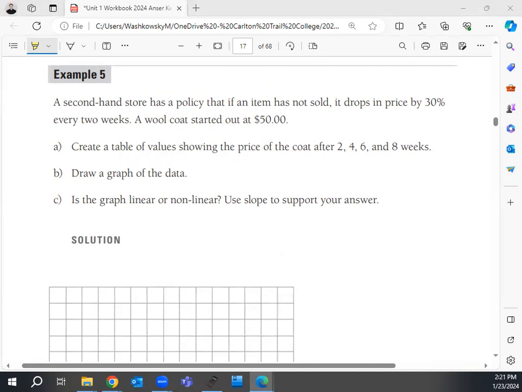But that's what happens here. So you can probably see where this is going. In this secondhand store, they have a policy that if something does not sell, they're going to drop the price by 30% every 2 weeks. So it's going to get cheaper and cheaper. The product starts out at $50. We want to figure out what's going to happen to the price of this coat at 2, 4, 6, and 8 weeks. We also know what it's going to start at, so we actually have 5 different values here.